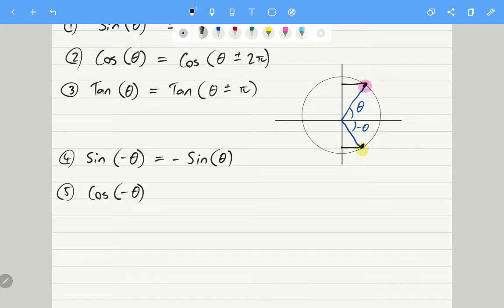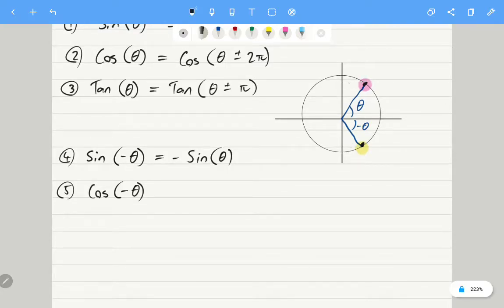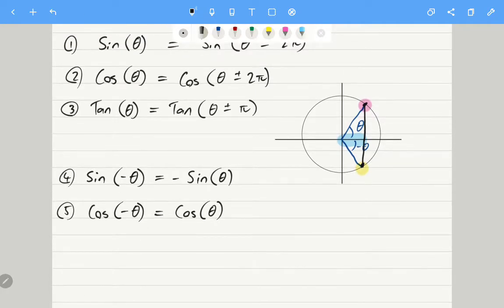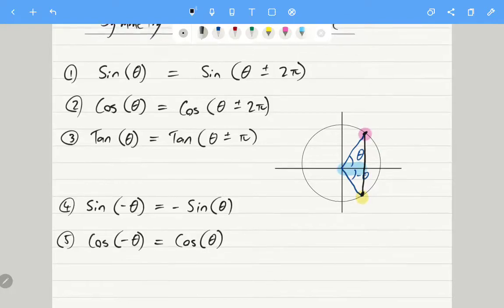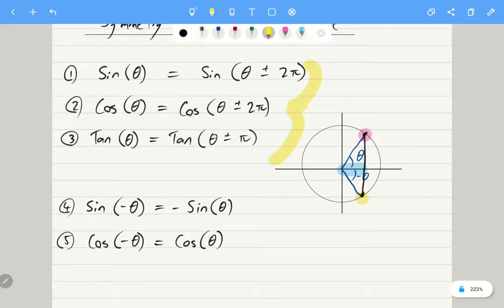Well, my picture's almost right. The only difference is that when doing cosine, I don't measure the y-coordinate, I measure the x-coordinate. So let's draw in the x-coordinate. Oh, wait, it's the same. This line here tells us how far across it is. And as you see, it is exactly the same. Meaning, the cosine of negative theta is exactly the same as the cosine of theta. And these are our first 5 rules. We have our 3 period rules, and we have our 2 symmetry rules. I want to give us one more.